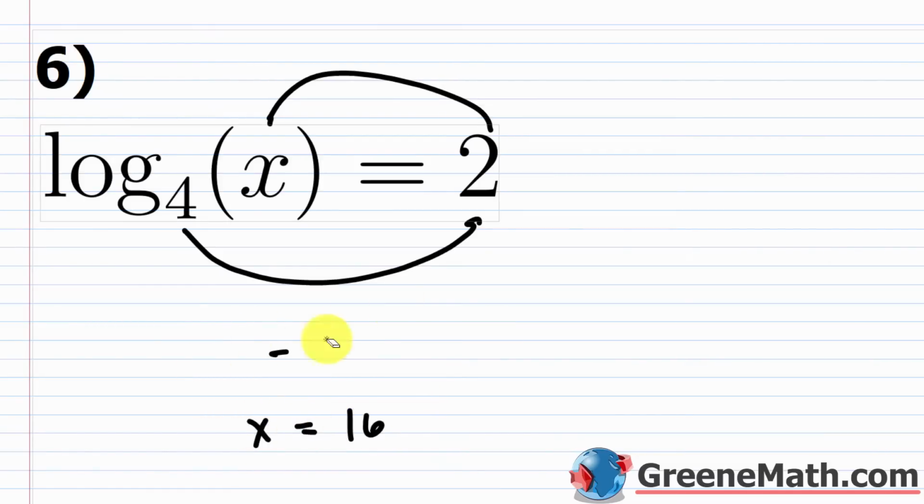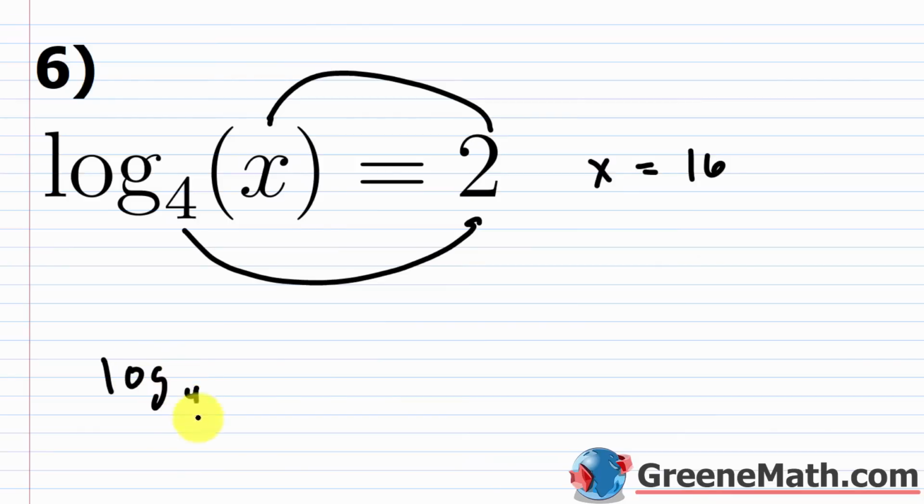Now again, checking this is very, very straightforward. Let me move this over here. You would have log base 4 of 16, just plug in a 16 for x. Does this equal 2, where you're saying 4 squared, does that equal 16? Yes, it does. So this x equals 16 is a valid solution.